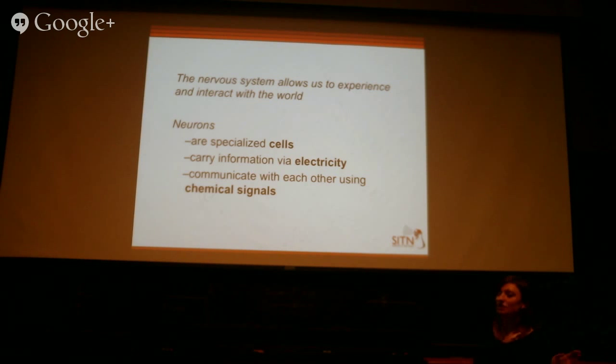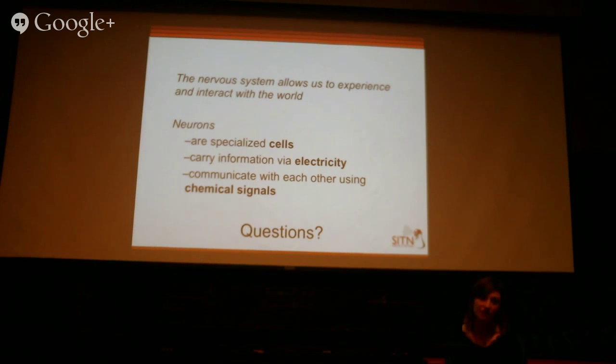All right, so I just told you about six months' worth of intro to neuroscience. So let's review. The nervous system allows us to experience and interact with the world. And I told you a little bit about neurons. Neurons are specialized cells that carry information via electricity, but they communicate with each other using chemical signals, mostly. There are a few synapses that have electrical signals, but I won't talk about those. All right, so any questions?